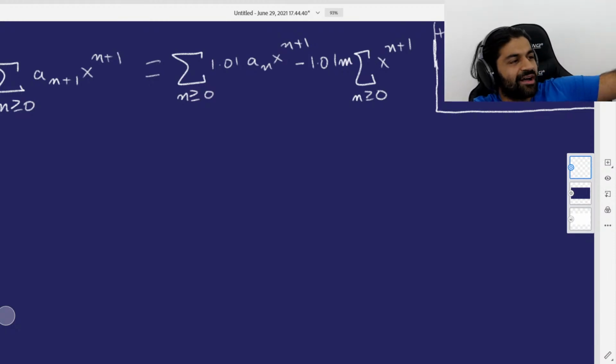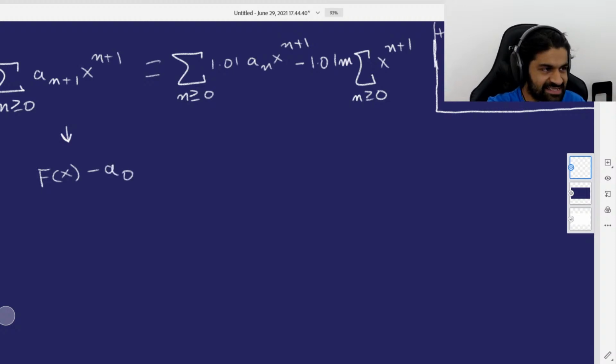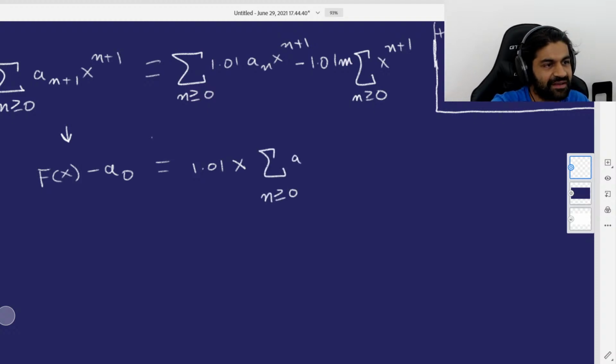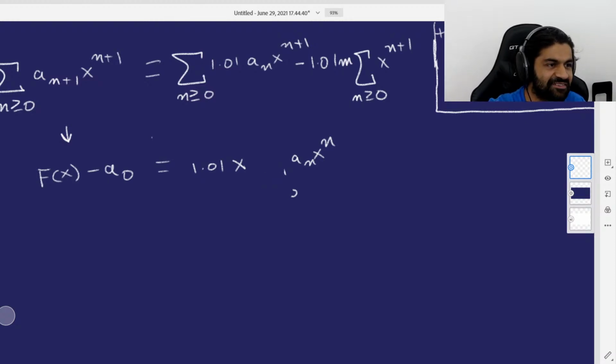So the sum on the left-hand side is the same as just f of x, but it's just missing the first term. So I'm just going to write f of x minus a0. A0 in this case is $1 million because it was a $1 million house. Okay. And now I can take a 1.01x out, and this is just going to be the sum n greater than or equal to 0, an x to the n. Okay? So, by the way, the sum n greater than or equal to 0, an x to the n is just f of x, right?